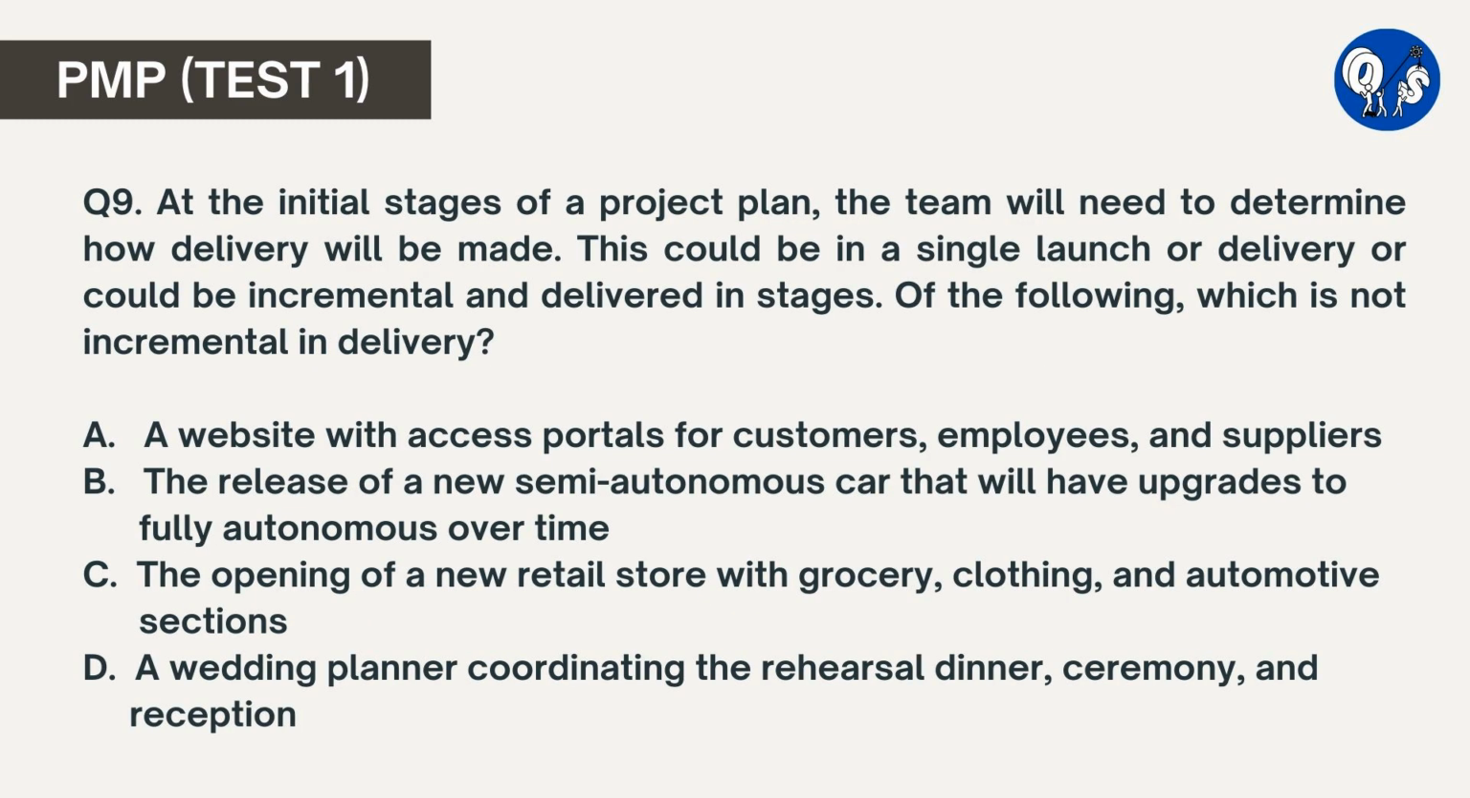Question number 9. At the initial stages of a project plan, the team will need to determine how delivery will be made. This could be in a single launch or delivery or could be incremental and delivered in stages. Of the following, which is not incremental in delivery? A. A website with access portals for customers, employees, and suppliers. B. The release of a new semi-autonomous car that will have upgrades to fully autonomous over time. C. The opening of a new retail store with grocery, clothing, and automotive sections. D. A wedding planner coordinating the rehearsal, dinner, ceremony, and reception. The correct answer is C.